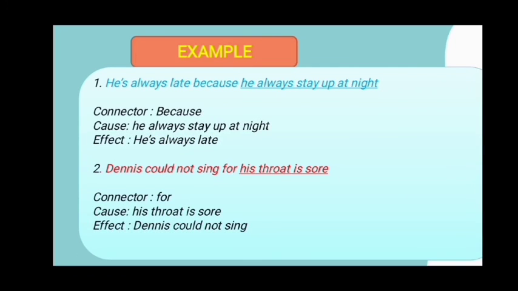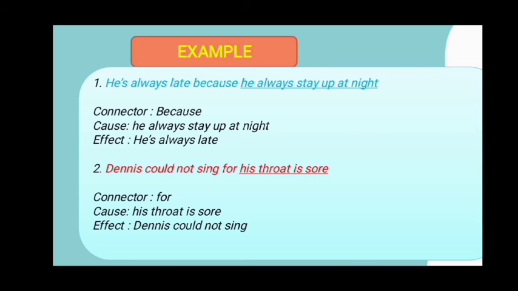Number one, he's always late because he always stays up at night. Because as connector, he always stays up at night as cause. He's always late as effect. Jadi, penghubungnya menggunakan because. Dia selalu begadang, itu adalah sebab. Kemudian efeknya adalah dia selalu terlambat.